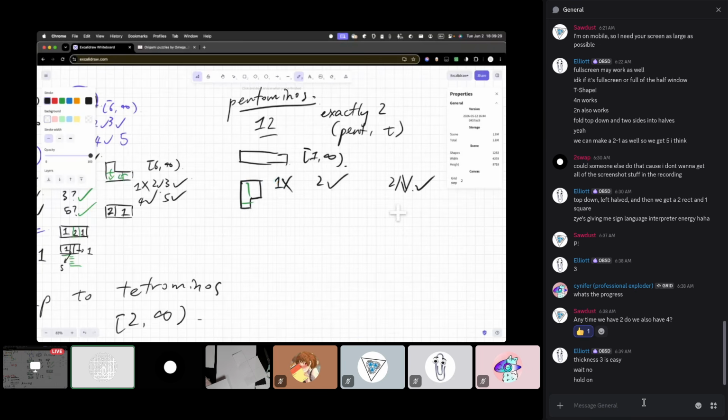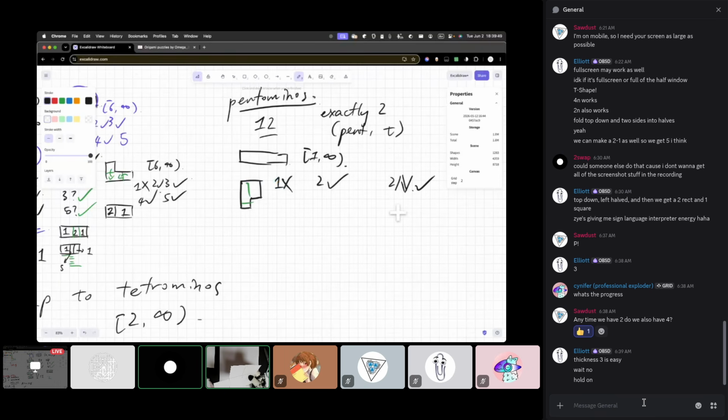Wait, no. Yeah, okay. I'm gonna give you all more time. You don't have to confirm the thickness 3. You can also look at the high thicknesses, if you want to.